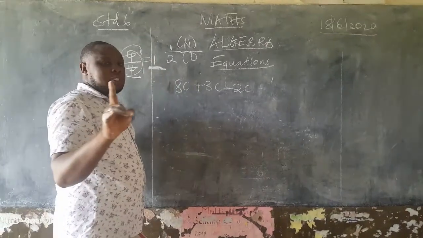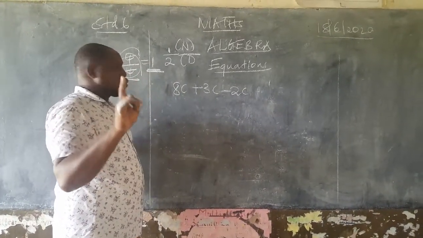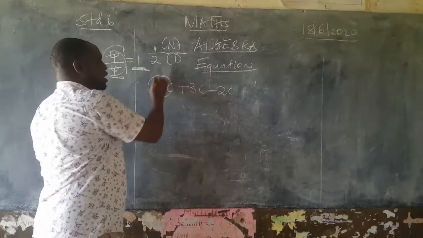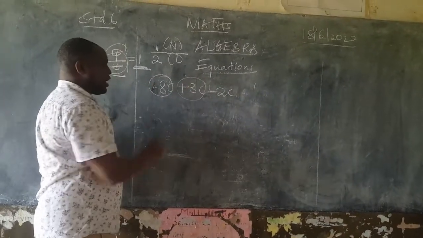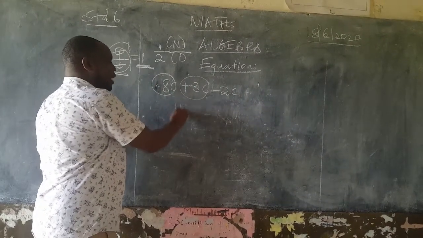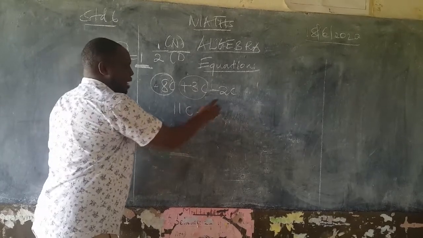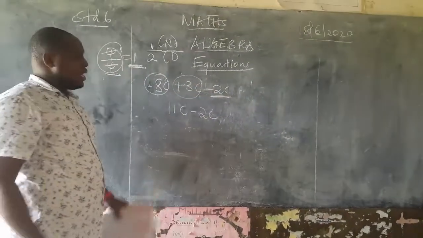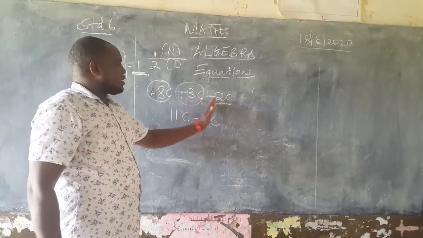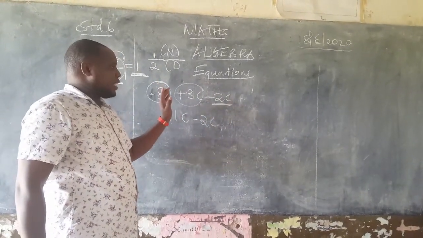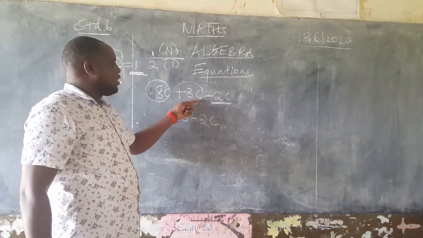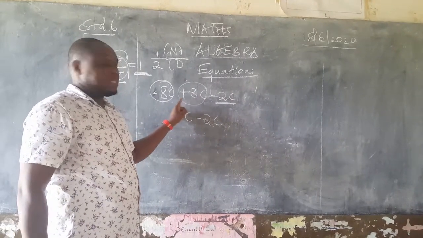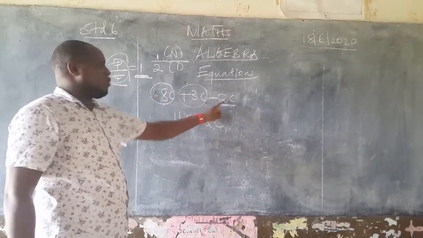So we are talking about grouping like terms together. This one has an addition, this also has an addition. So we put them together. 8 plus 3, you get 11c. Then now minus 2c. This c has a negative sign. A number has a sign to the left side of that number. For this, the sign of the 3c is plus. The sign of this is plus.